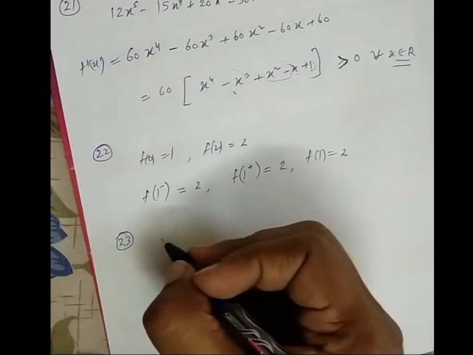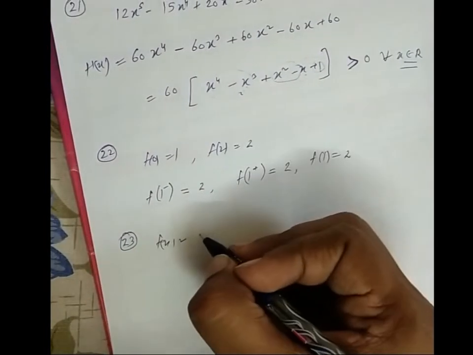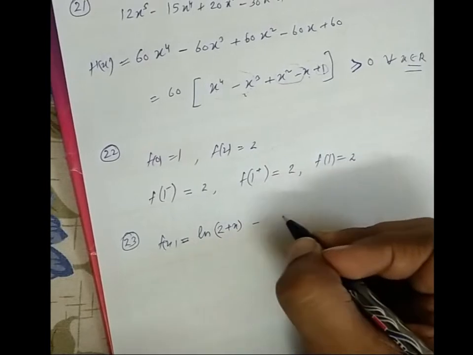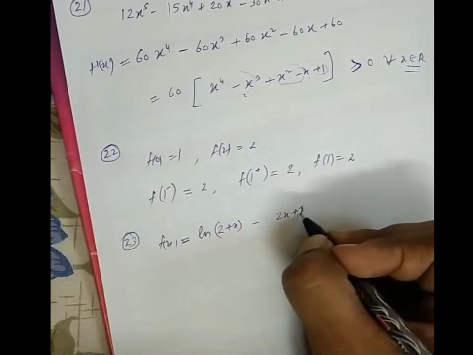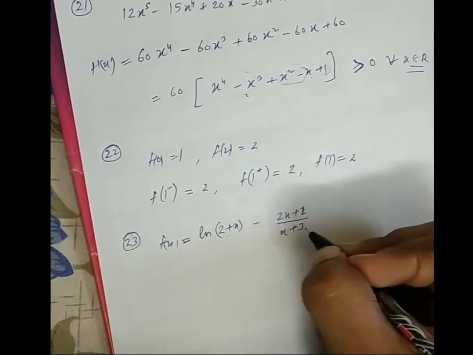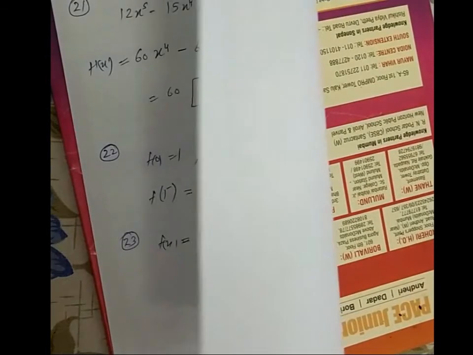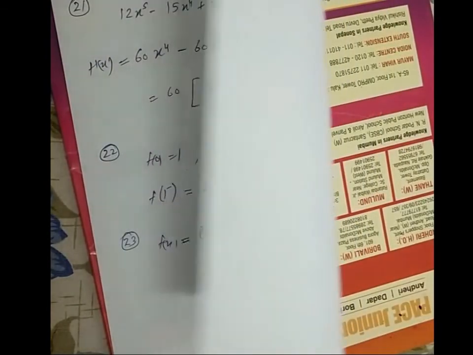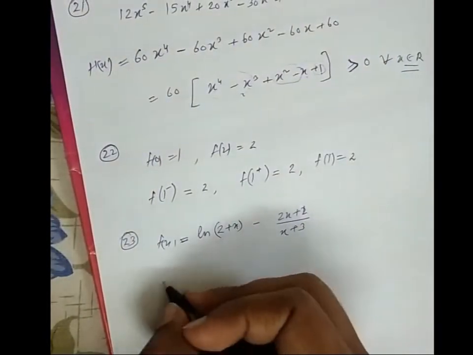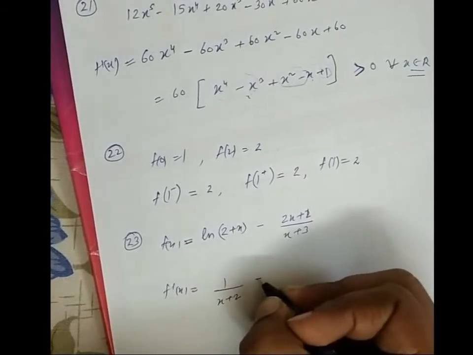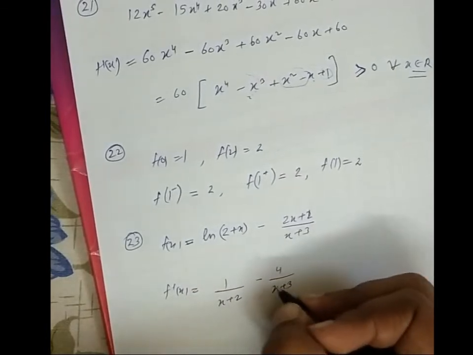So fx is equal to ln of 2 plus x minus 2x plus 2 upon x plus 3. Okay, so we need to calculate the solution of fx is equal to 0, and we need to comment on its monotonicity. Okay, so let's calculate f dash. It would be 1 upon x plus 2 minus 4 upon x plus 3 whole square.